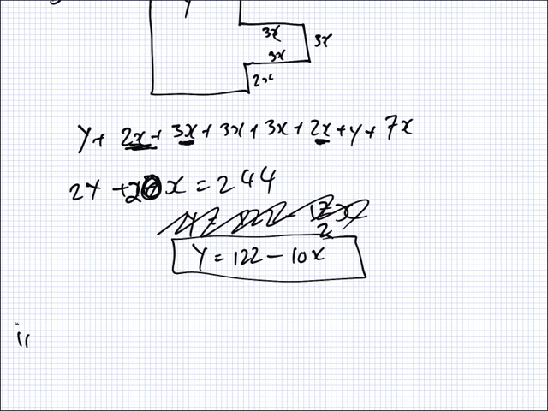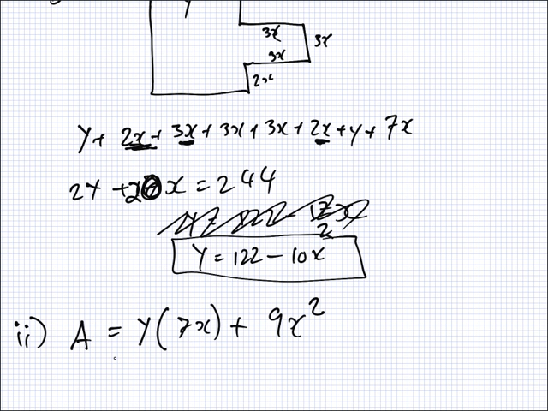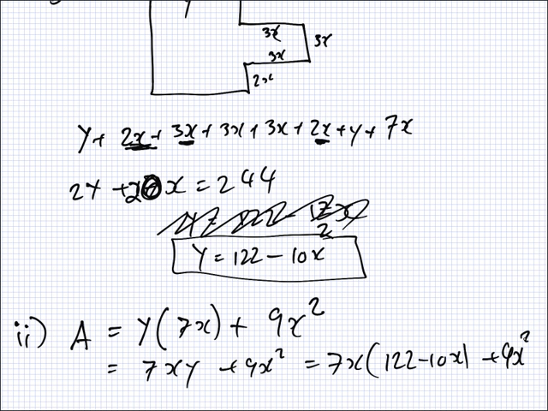Part 2. They want the area. So the area, if I look at the picture, will be the big piece on the left, which is y times 7x, plus the little piece, which is 9x squared. So that would be 7xy plus 9x squared. It's just 7x times 122 minus 10x plus 9x squared.